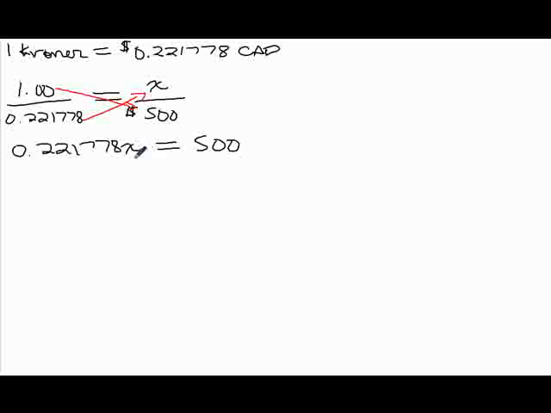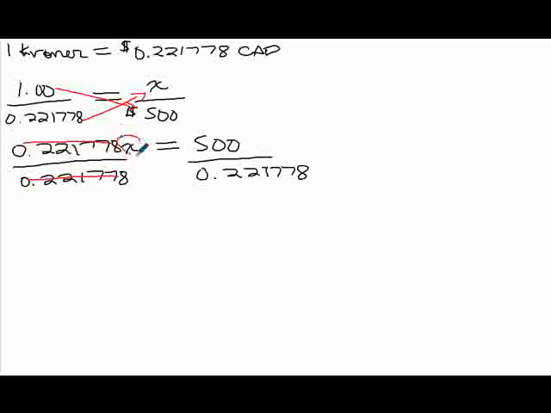Now, we want to isolate the x because letters are loners. They like to be by themselves. So we're going to simply divide by 0.221778 to isolate for x. Whatever we do to one side of the equation, however, we always have to do to the other. So we also have to divide this by the large decimal number. The easy thing about this is these guys cross each other out, which is going to leave us with x. Okay?